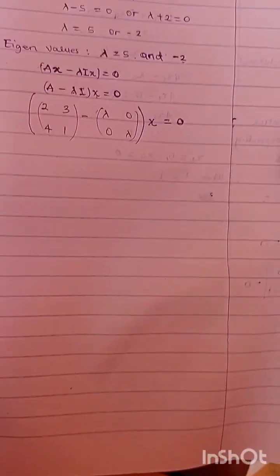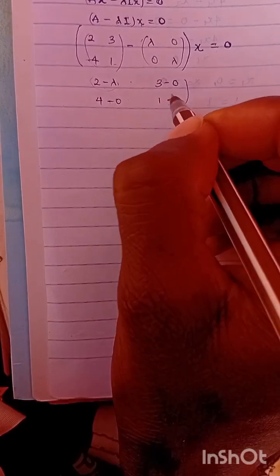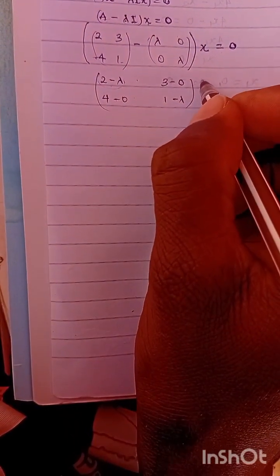Once you have this, you subtract the matrix term by term, element by element. So this subtracted from this, just like we do in linear algebra. So this is going to be 2 minus lambda, that's the first element of this matrix, 3 minus 0, 4 minus 0, 1 minus lambda. Remember, this is still a matrix equation.